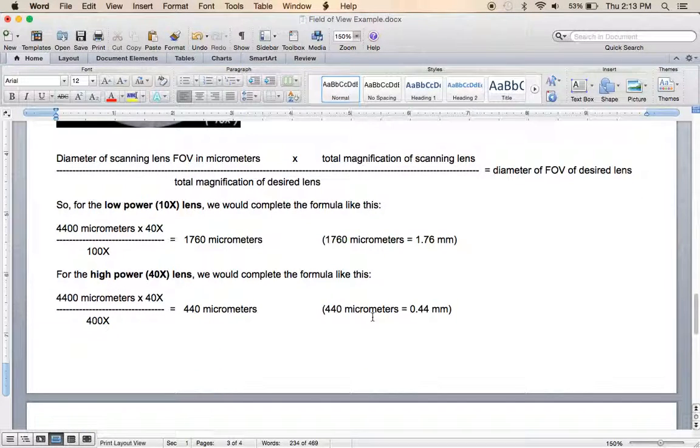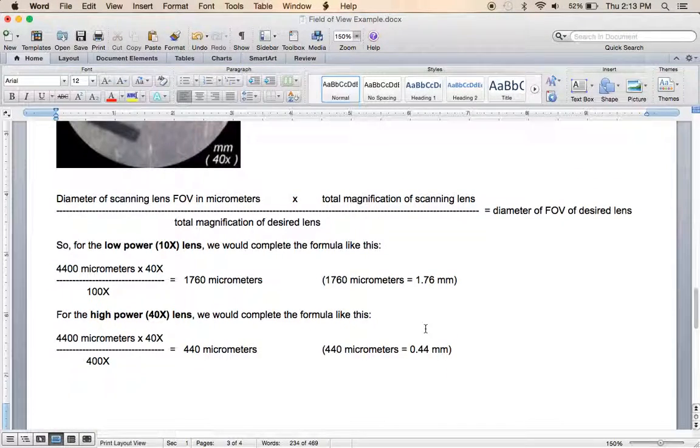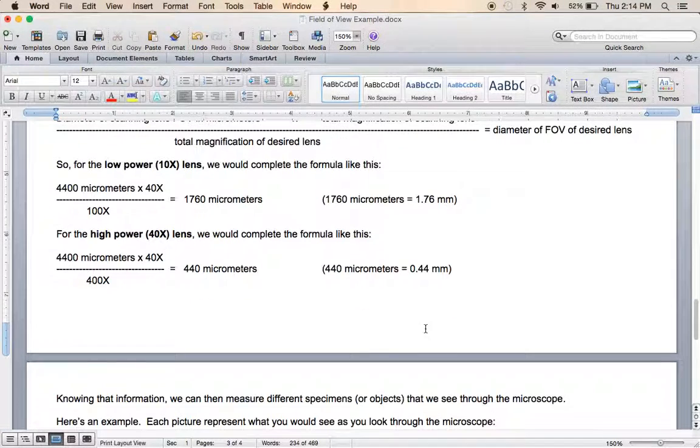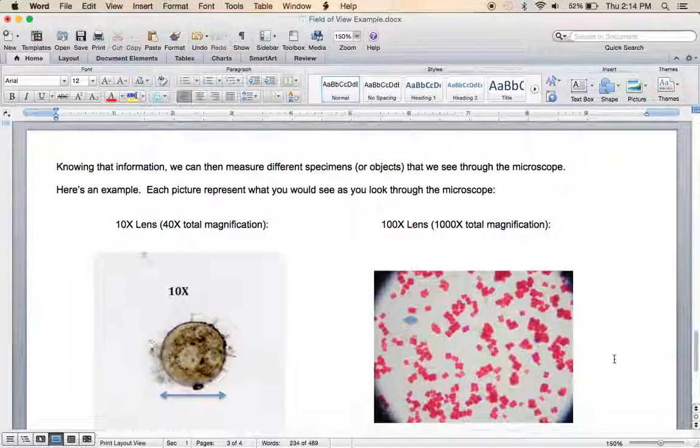So 4,400 micrometers would equal 0.44 millimeters. So you can see it's a dramatic change. The field of view gets much, much smaller as you get more and more zoomed in, a higher powered objective. And knowing that information, you can then measure different objects or specimens that you're seeing through the microscope.